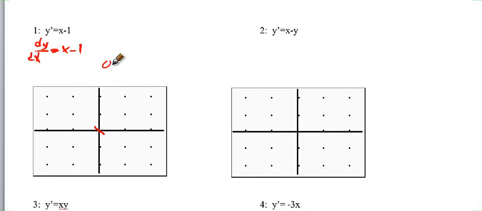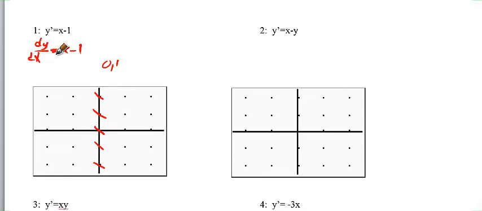So what about the point 0, 1 instead of 0, 0? Well, you plug in 0 for x, and the fact that y was 1 didn't make any difference. I still get a slope of negative 1. So since there is no y in this equation, all I got to worry about is all the x's. And everywhere the x is 0, my slope is going to be negative 1.